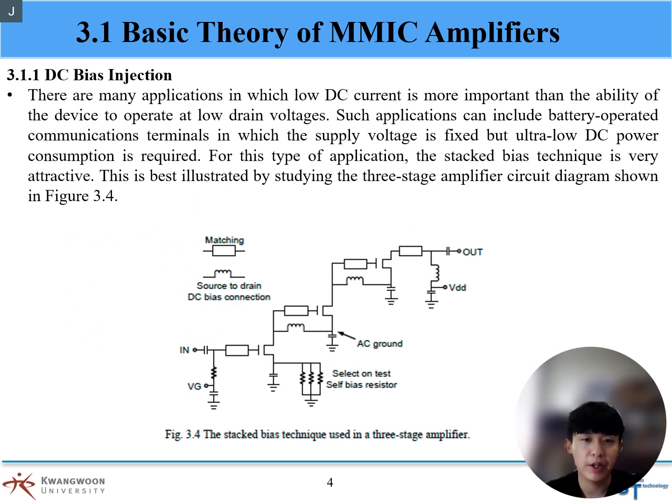There are many applications in which low DC current is more important than the ability of the device to operate at low drain voltages. Such applications can include battery-operated communications terminals in which the supply voltage is fixed but ultra-low DC power consumption is required. For this type of application, the stacked bias technique is very attractive. This is best illustrated by studying the three-stage amplifier circuit diagram shown in Figure 3.4.